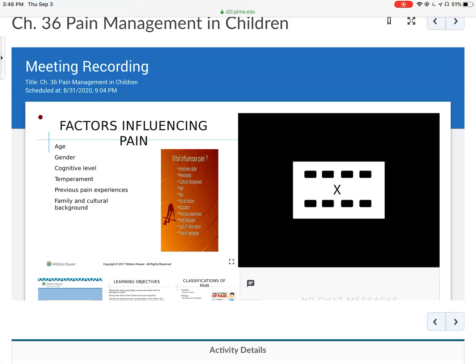So when we think about age and gender, the nervous system for pain transmission and perception are present before birth. So anybody can experience pain. There's some myths saying that preterm newborns or newborns can't experience pain, but they can. So typically over the years, pediatric patients haven't been treated properly for pain for many reasons.